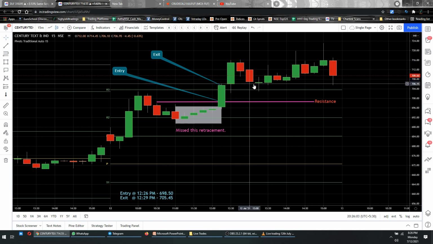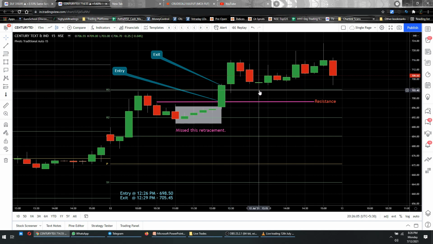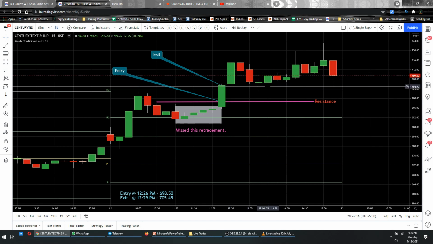It again retraced back, and that was a perfect support that it took on R3. And again it started moving up. So if you are somebody who would have taken a long trade here, then your entry should be at the 1:30 p.m. candle, any price at the 1:30 p.m. candle. Let's say, just for an example, you entered at 708 rupees or 709 rupees maybe. So what should be your target?